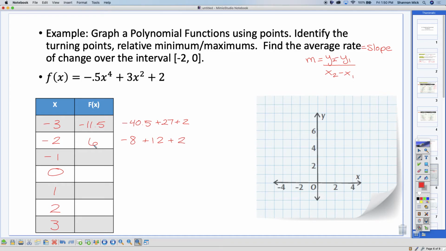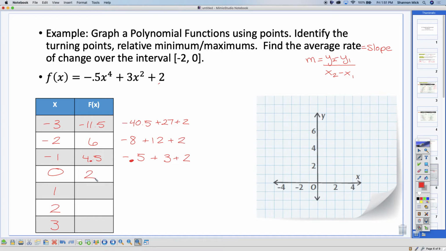Okay, so 1. 1 squared is 1, times negative 0.5. Plus 3, plus 2, which is 4.5. Wait, what? Because 1 times a half would be half. I was thinking it was 5. Yeah, it was 0.5. Now 0 should be easy.